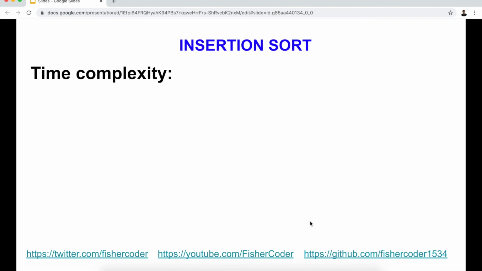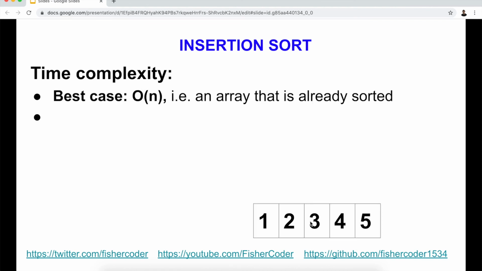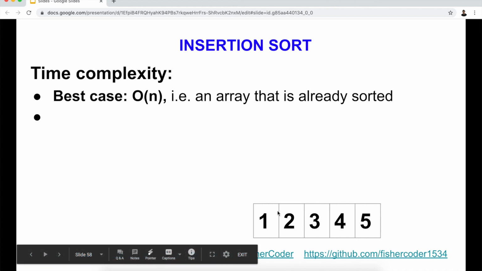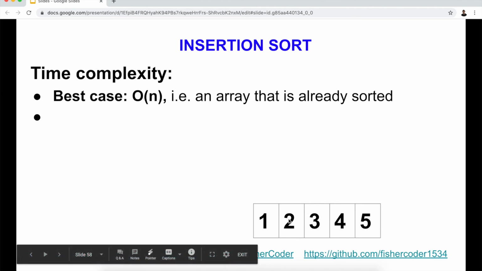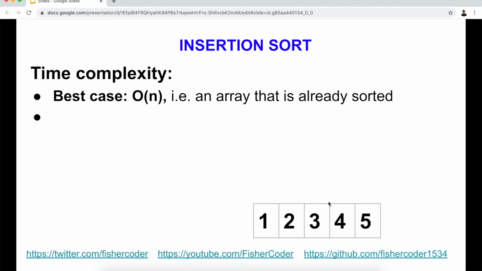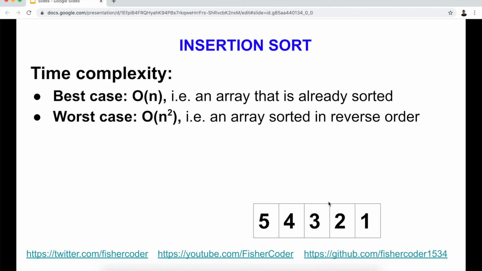Now let's talk about the time complexity of insertion sort. The best case is that an array is already sorted. That is O(n), because we still need to check every single element. We need to compare it at least once, right? For example, here, we need to compare 2 with the last sorted biggest element, which is 1. And this 3, we need to compare with the last sorted biggest element, which is 2. So anyway, we need to compare every single element at least once. So the best case is that an array is already sorted, and that is O(n).